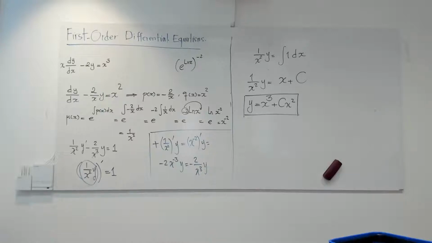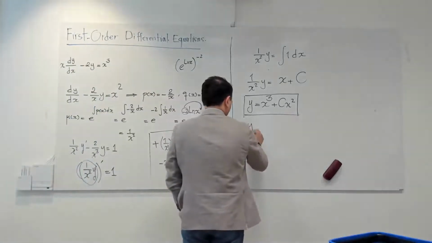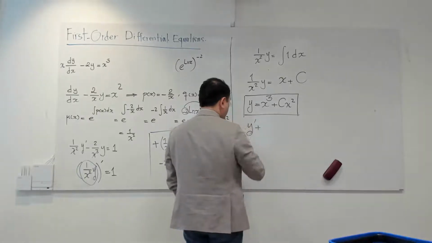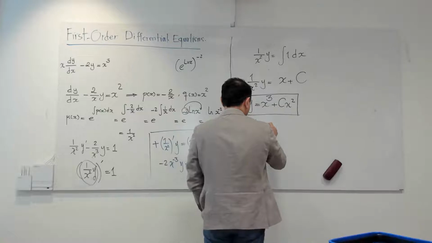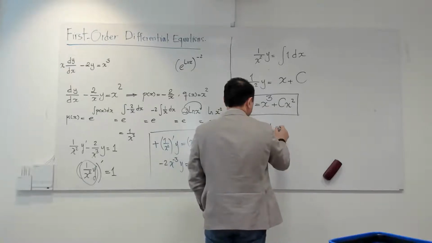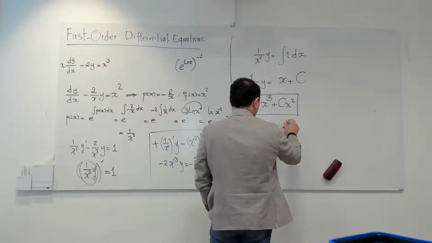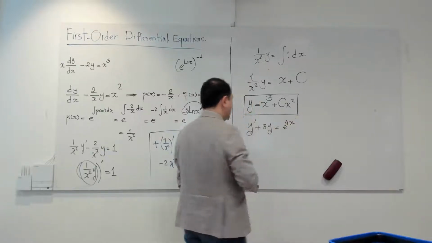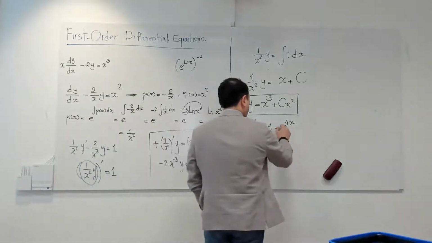Okay, so let me give you another example. So y prime plus 3y is equal to e to the power of 4x. Let me write 2 here as well.